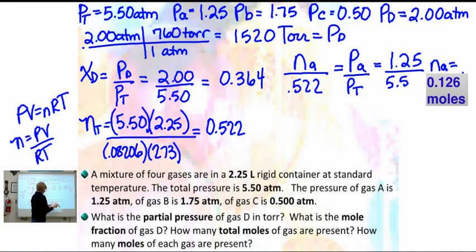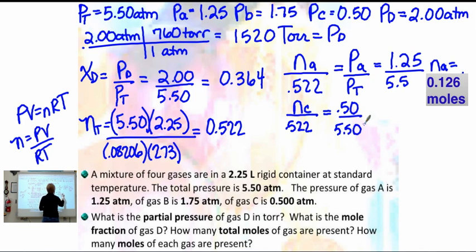I'll do the same thing for gas C. I know that the moles of gas C over the total moles are equal to the pressure of C over the total pressure. So the moles of C are equal to 0.201 moles.